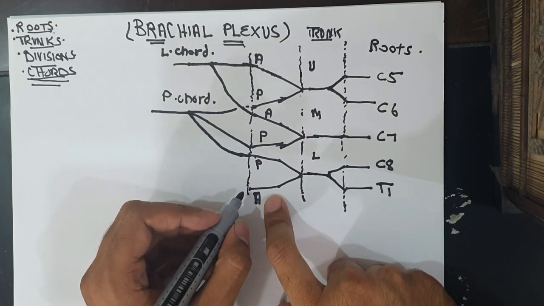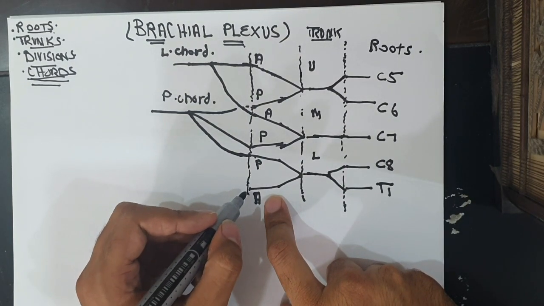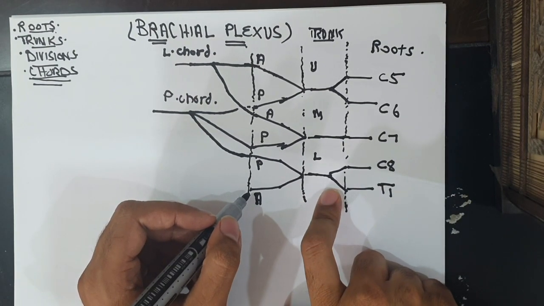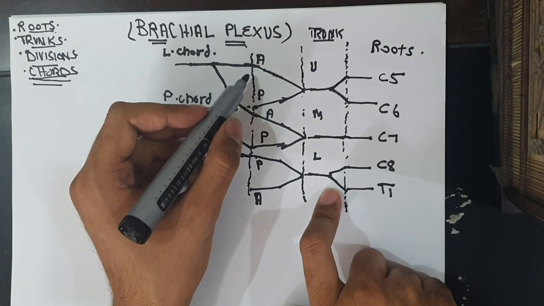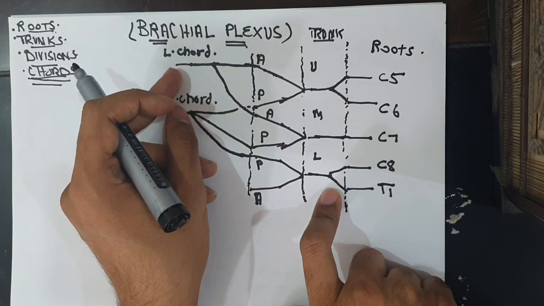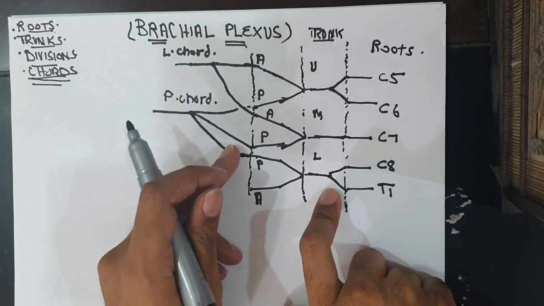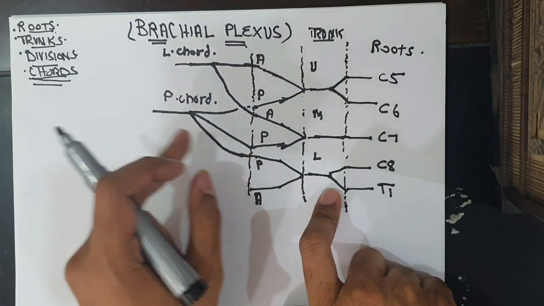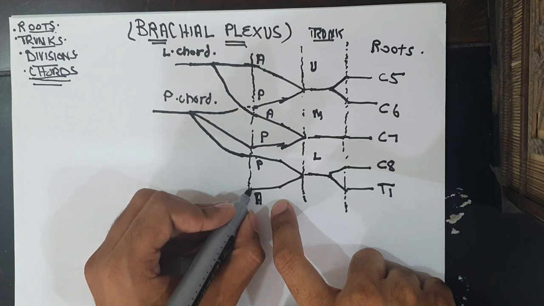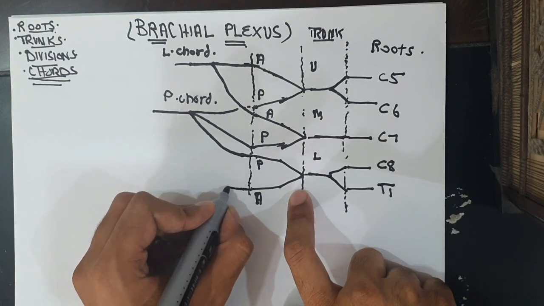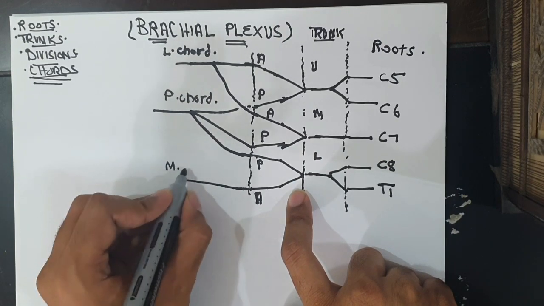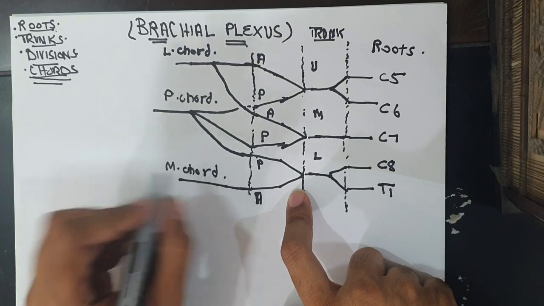Now what are we left with? We are left with only the anterior division of the lower trunk, because the anterior divisions of the upper and the middle trunk had combined to give us the lateral cord. The posterior divisions of all the three trunks had combined to give us the posterior cord, and only the anterior division of the lower trunk is left, which continues as such to give us the medial cord.